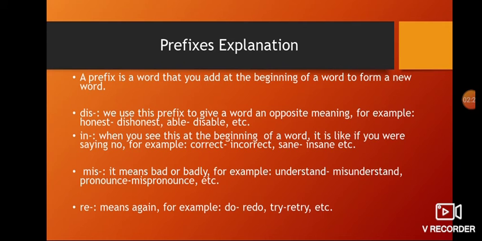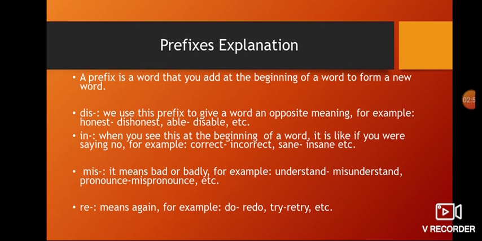And when you see in at the beginning of a word, it is like if you were saying no. For example, correct, incorrect, sane, insane. So basically, it's almost the same as the first one, right? So correct is a root word, but if we add the prefix in, it forms the word incorrect, which is the opposite of correct, or insane, like sane, you know.